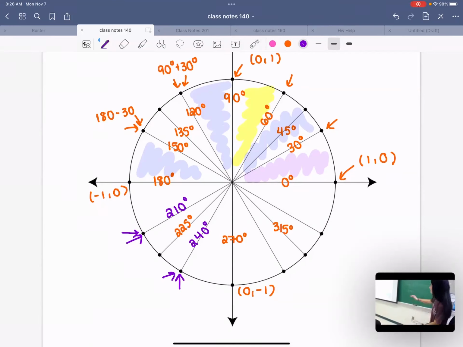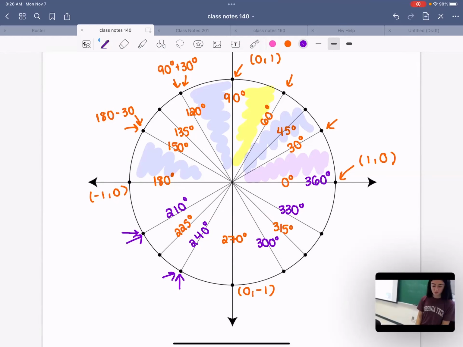Finally, in the fourth quadrant, can someone give me the last two angles in the fourth quadrant? 300 and 330. Good, 300 and 330. So those are all the angles here. Now I forgot one more very important angle. 0 degrees is the same thing as 360 degrees, right? Going all the way around the circle.